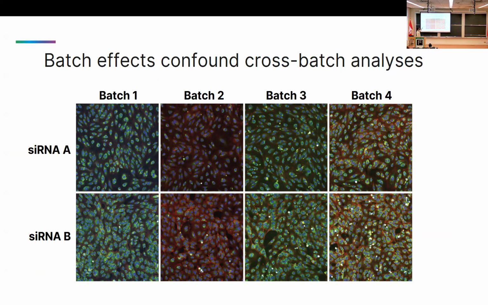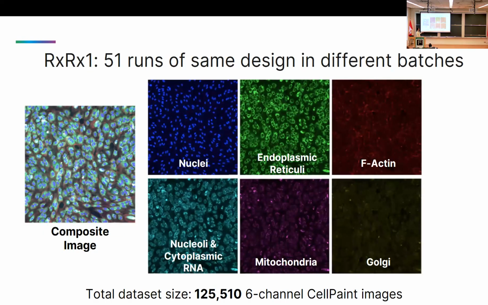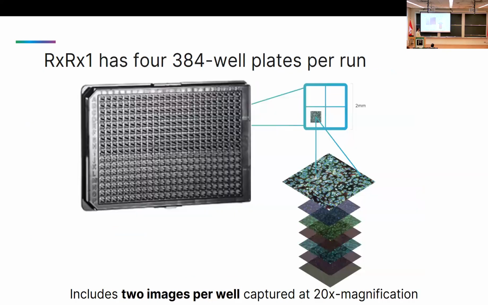So what you see here is two different examples of the treatments, but every column is a different batch. And the data set had 50 different batches of the exact same 1,100 treatments. These are the channels that we typically image. This is based on a protocol called CellPaint, where we look at 6 different morphological stains in cells. Nuclei is the obvious one, but there are some other ones in there. And all our assays are standardized on these 6 stains.